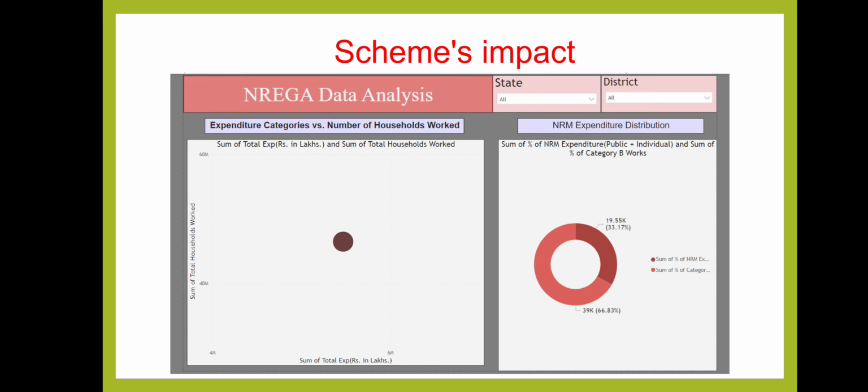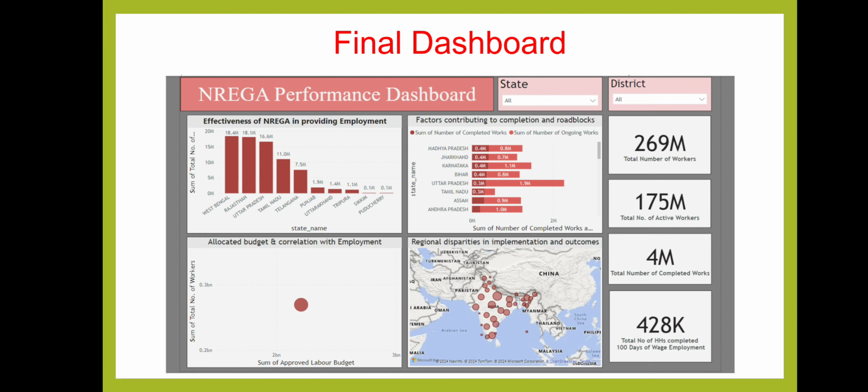Next, we see the scheme's impact. Here, we have plotted a visual for expenditure categories versus number of households worked, and then we have used a donut chart to see the NRM expenditure distribution, where the sum of percentage of NRM expenditure is 19.55k, that is 33.17% of the total, and the sum of percentage of category B works is 39k, that is 66.83% of the total. And this is the final dashboard which represents the different key performance indicators.